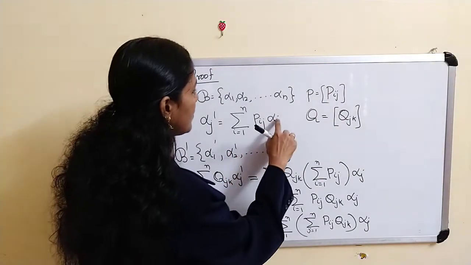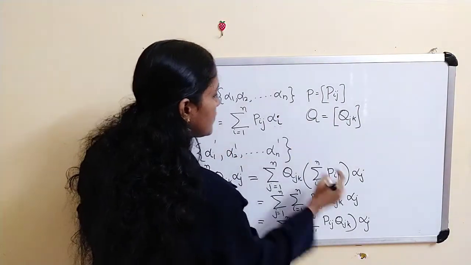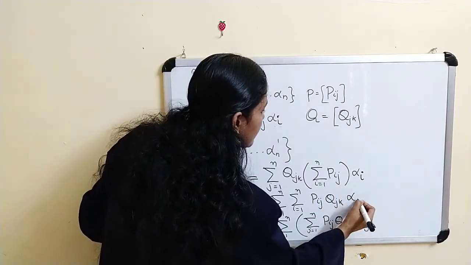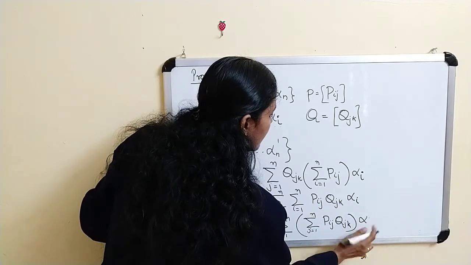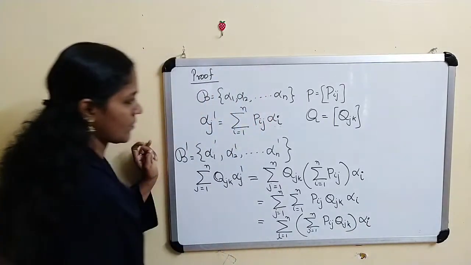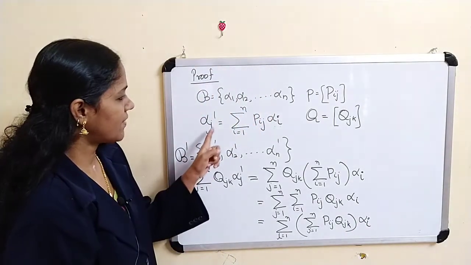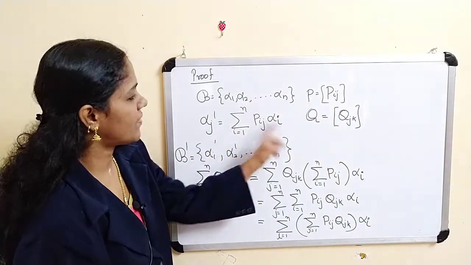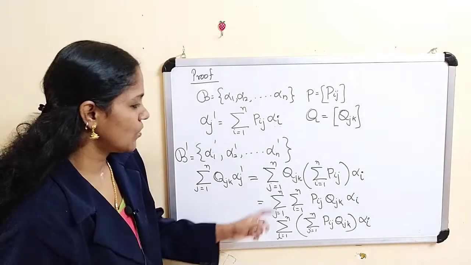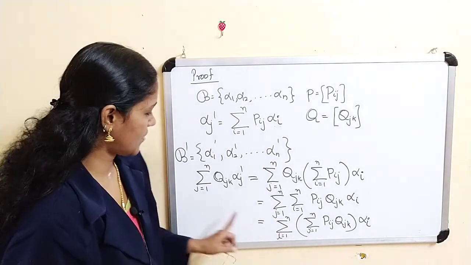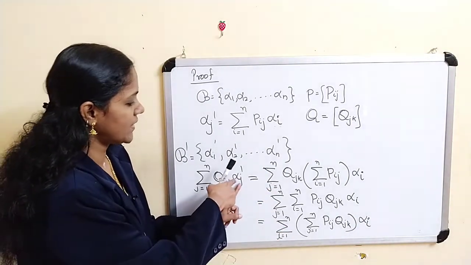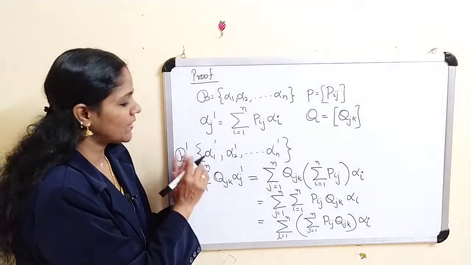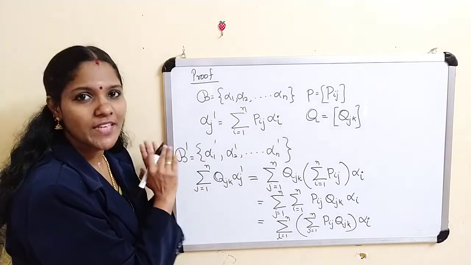Sorry, alpha. This is alpha I. This is alpha I. This is alpha. Okay, alpha j dash equal to sigma I equal to 1 to n, p I j alpha I. Okay, so if we look at this, this is actually a linear combination of alpha 1, alpha 2, etc., alpha n. Okay, so linear combination of vectors is actually same as span.